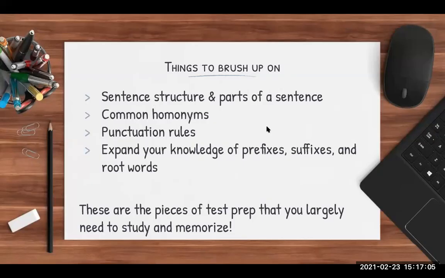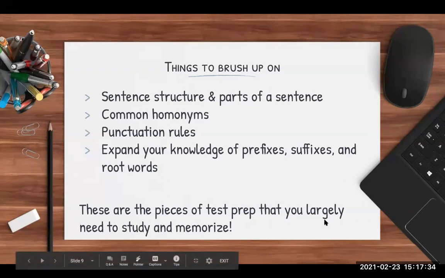So overall, things that you want to brush up on for the language section include sentence structure and parts of a sentence, common homonyms, that's words that sound the same but have different meanings, so things like there, their, and they're. General punctuation rules, especially around commas. And you want to expand your knowledge of prefixes, suffixes, and root words for the vocab section. These are the pieces of test prep that you largely just need to study and memorize. Strategy won't necessarily help you with them.